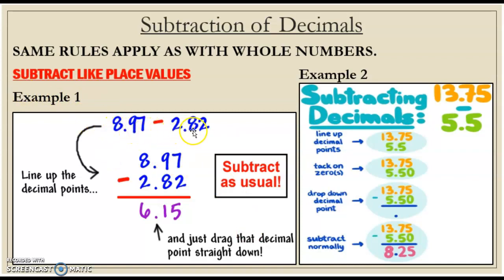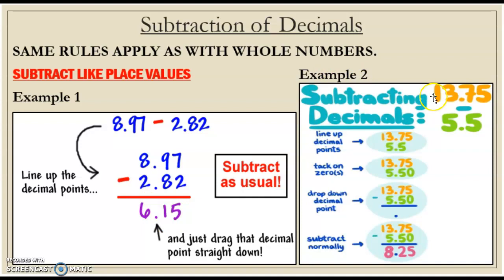8,97 minus 2,82. The first thing we do is line up the decimal points by lining up our numbers in their place values. So we start with the hundredths, tenths, and the units. Now we subtract as usual. 7 hundredths minus 2 hundredths is 5. 9 minus 8 is 1. We bring down our decimal or our answer is going to be wrong. Our units, 8 minus 2 is 6 and our answer is 6,15.